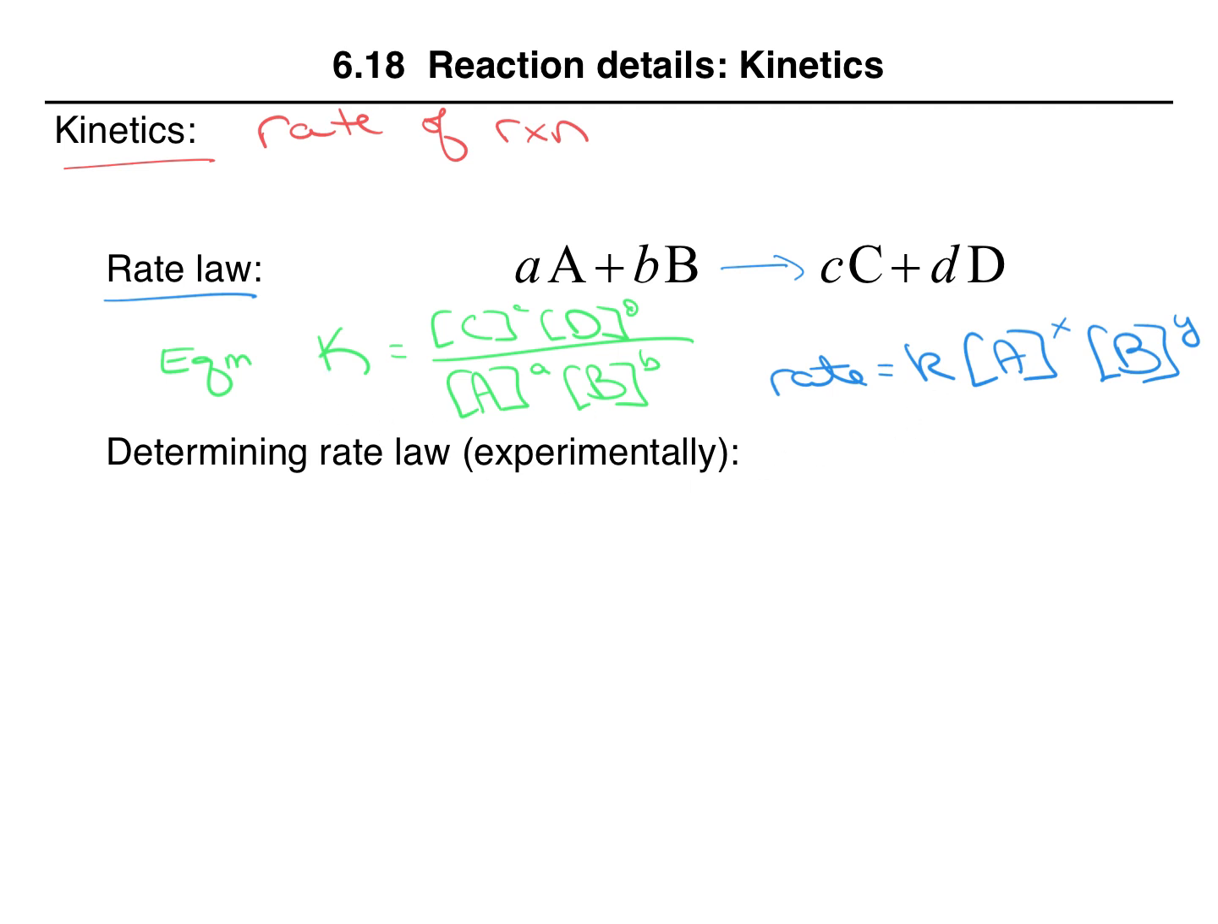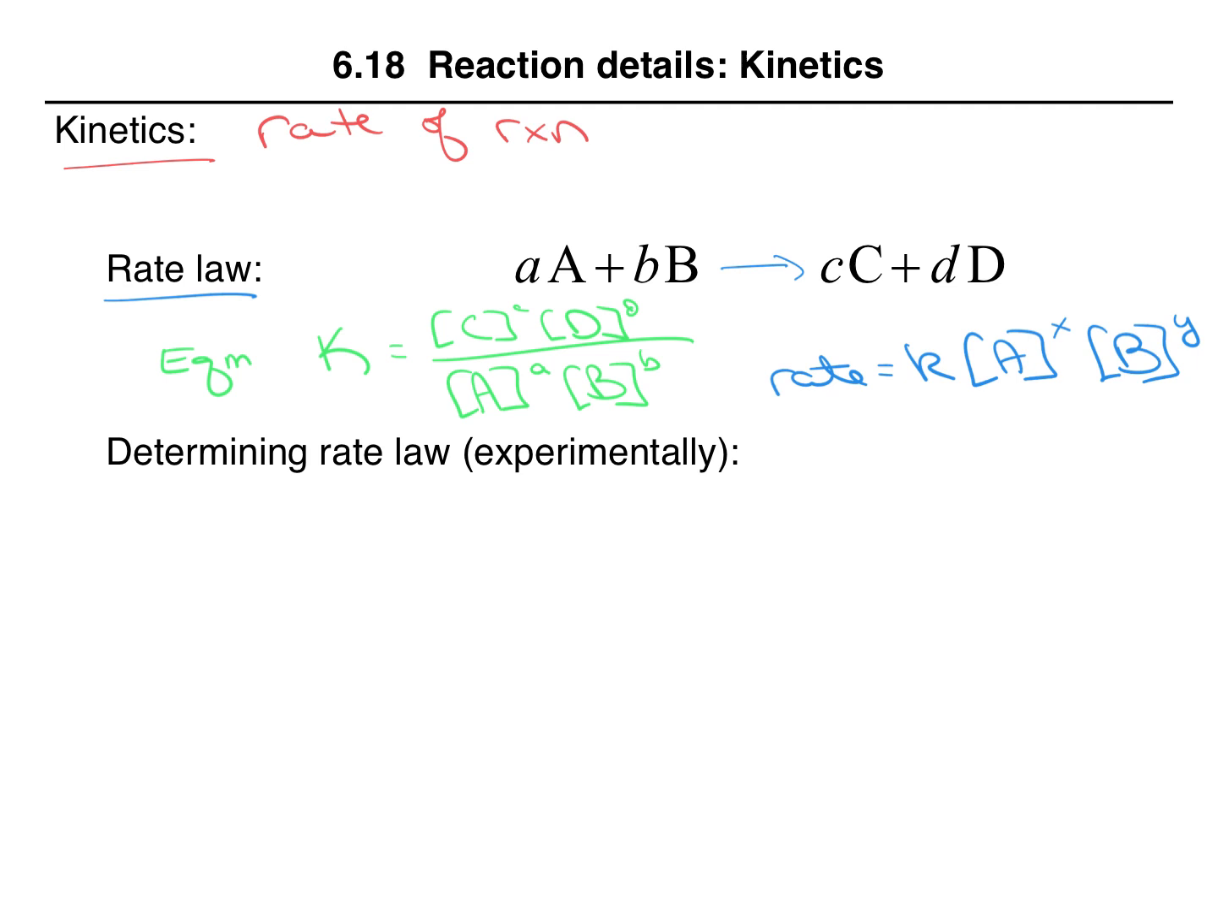While for the equilibrium expression, the coefficients became the exponents, for the rate law, the coefficients are not automatically the exponents, and these exponents have to be determined experimentally. But the rate law is given in terms of the concentrations of the reactants.